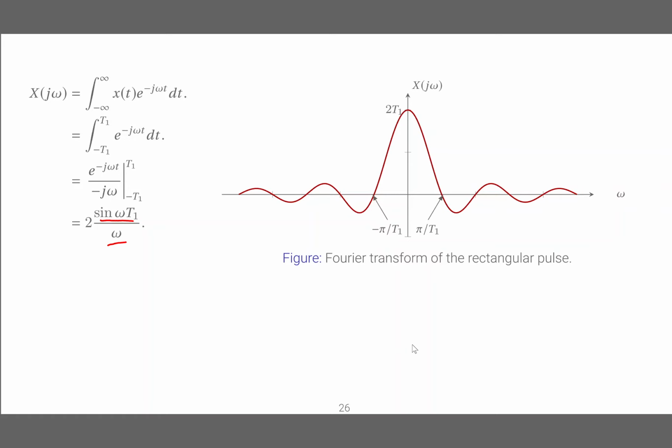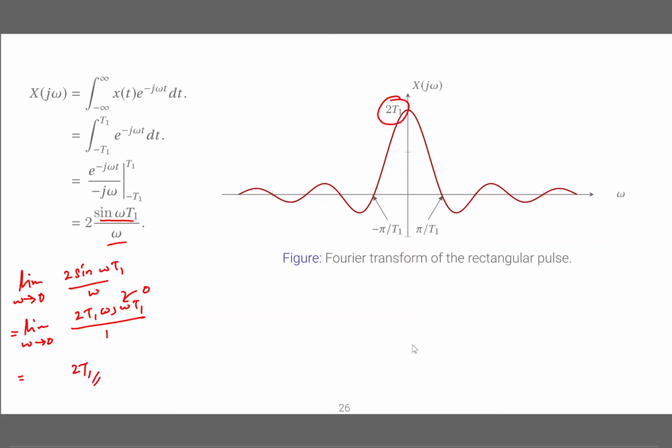So let's try that. The limit as omega goes to 0 of 2 sine omega t1 divided by omega is equal to the limit as omega goes to 0 of the derivative, 2 t1 cos omega t1, divided by 1. So you put 0 here, so cosine is 1. So you can see you get 2 t1 right here.